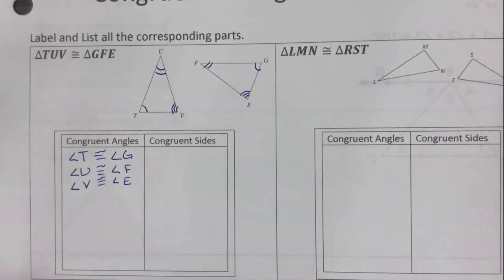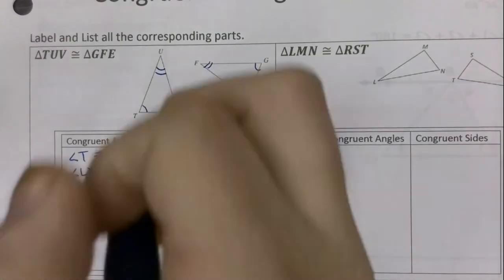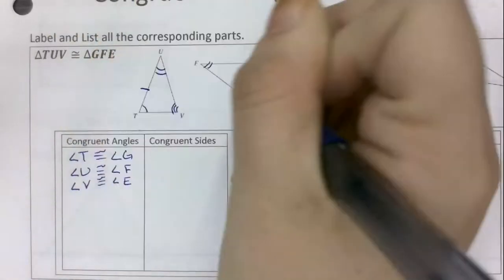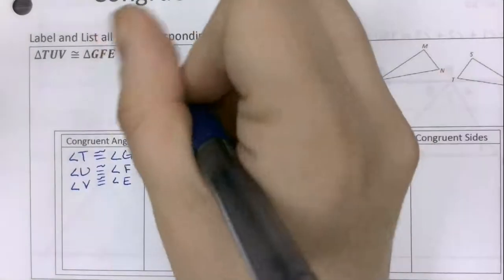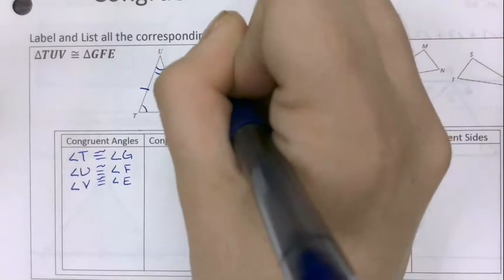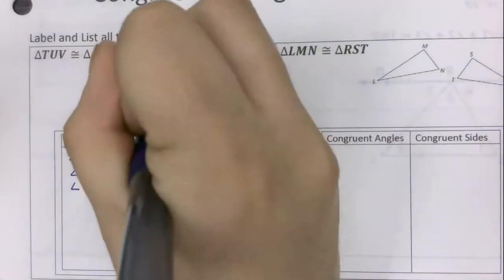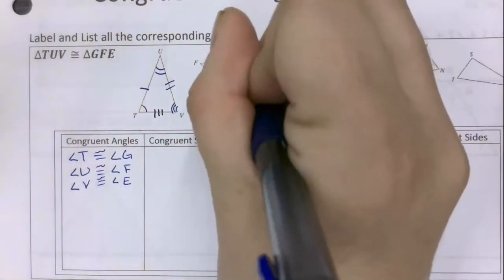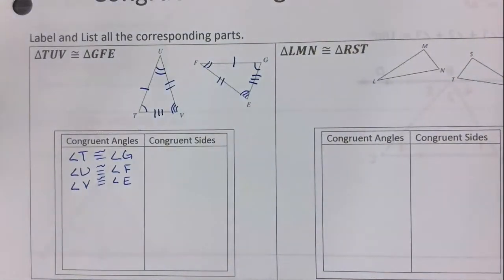Okay, then I also need to label my sides. So in between the 1 and 2 angle mark, those two would be the same. In between the 2 and 3 mark, those would be the same. And in between the 3 and 1, those two sides would be the same. So I want to go list those off.